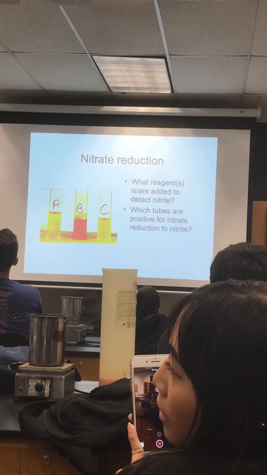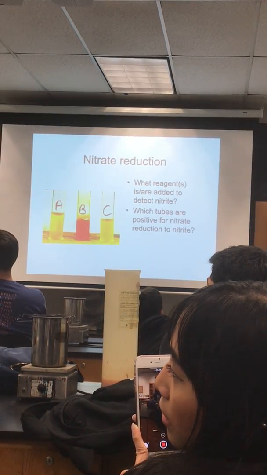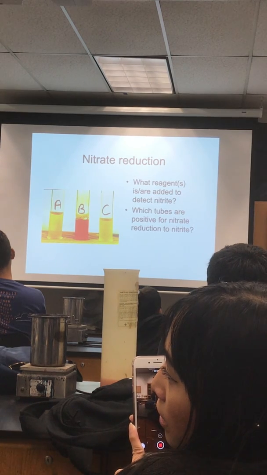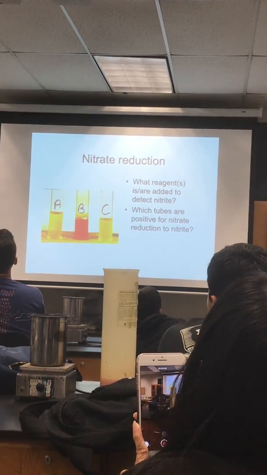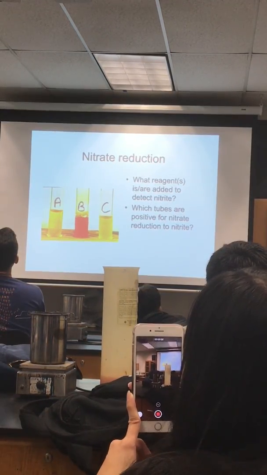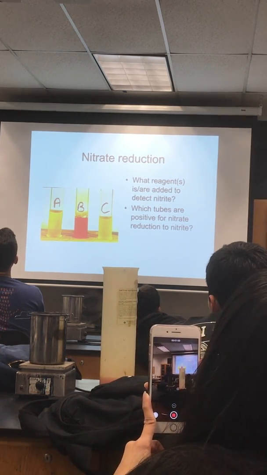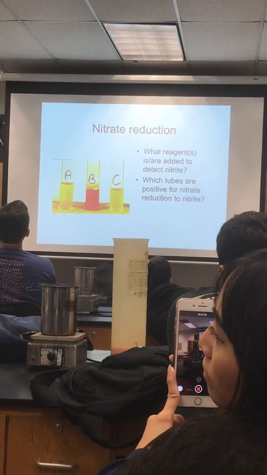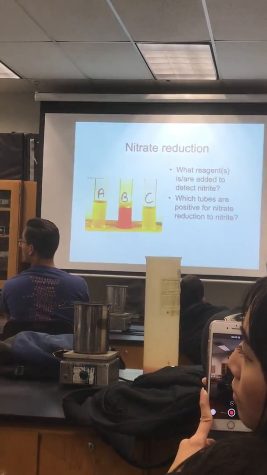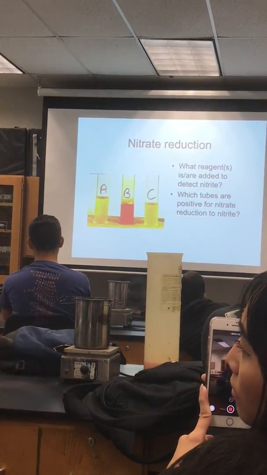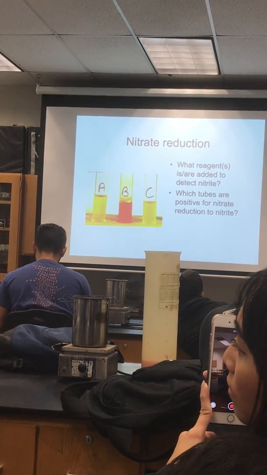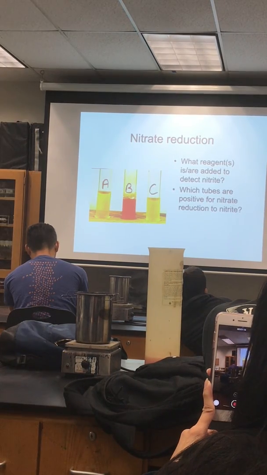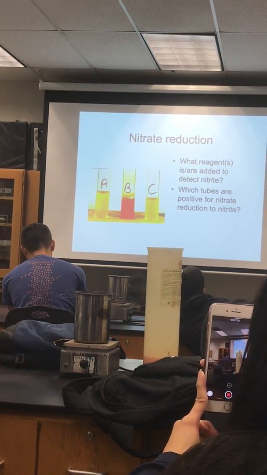So remember, when you do nitrate reduction, what's the first thing you look for? Gas, right? That's positive for nitrate reduction to what? What's the gas? Nitrogen. Okay. If you don't have any gas, then you add the two reagents because you're looking for nitrite. If nitrite is present, what happens when you add the two reagents? So which one is positive for nitrite? B, the middle one. Okay.